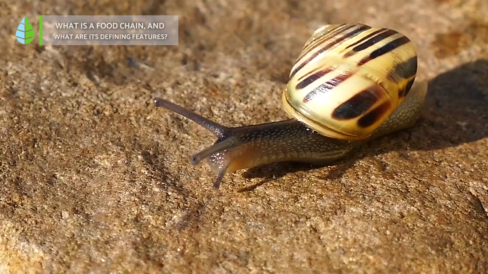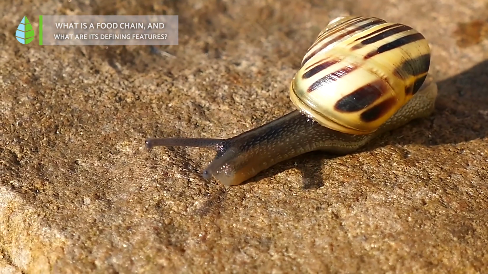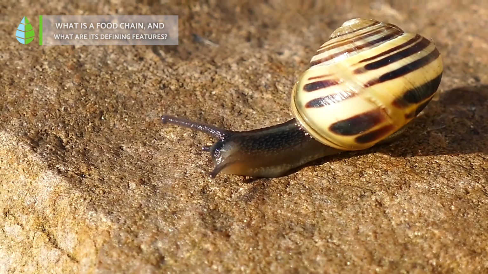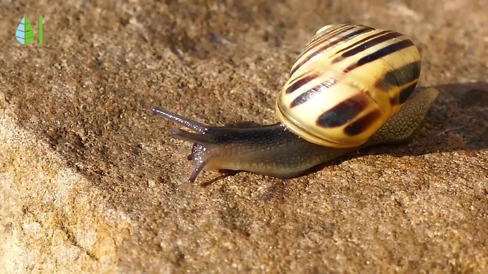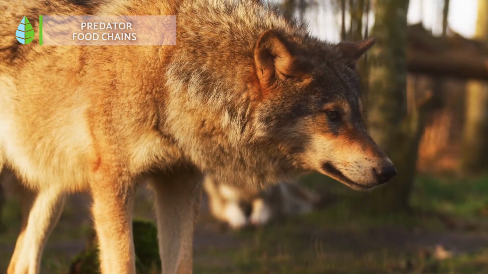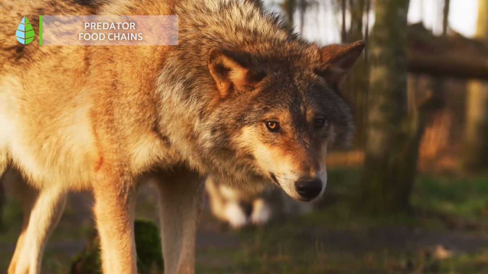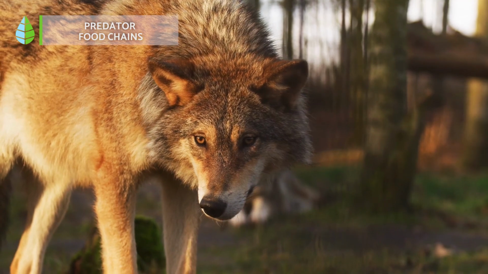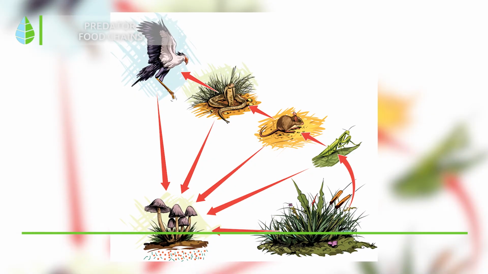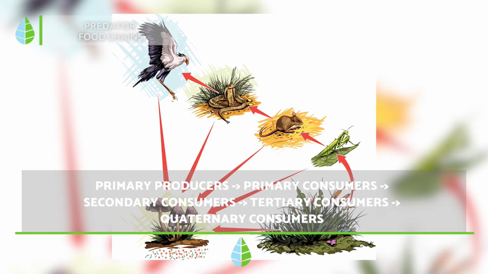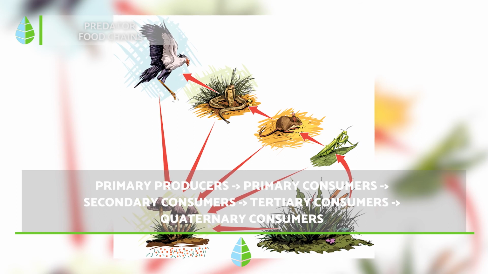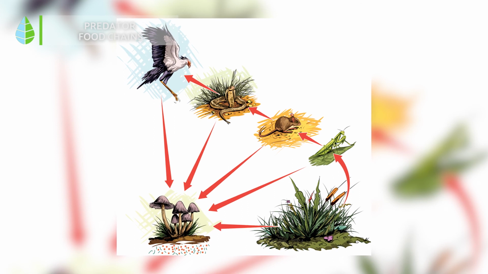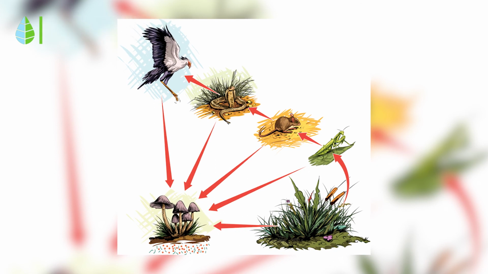Food chains come in various types depending on the organisms initiating or forming the foundation of these chains. Predator food chains. Commonly known as herbivore-based chains, predator food chains follow a specific order: primary producers, primary consumers, secondary consumers, tertiary consumers, and quaternary consumers.